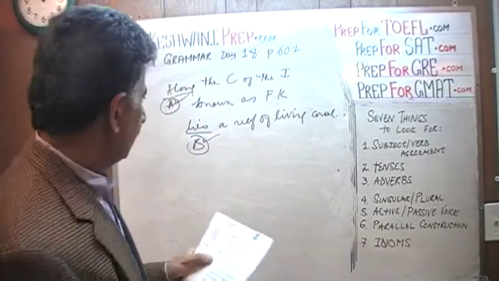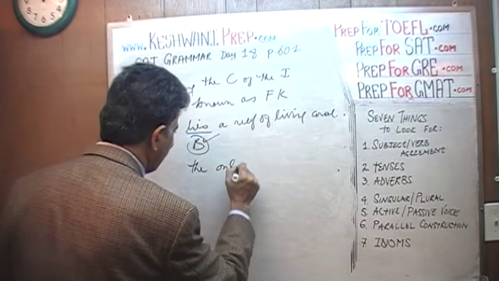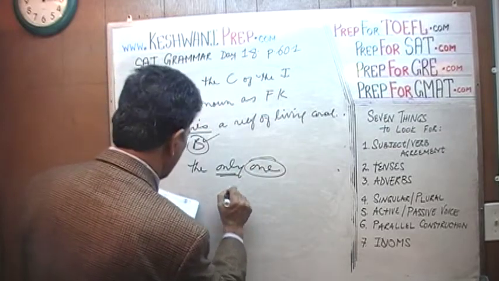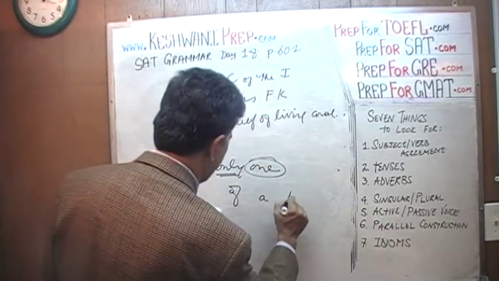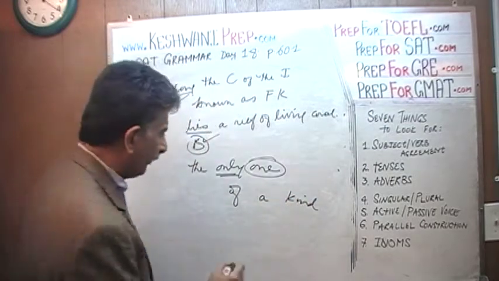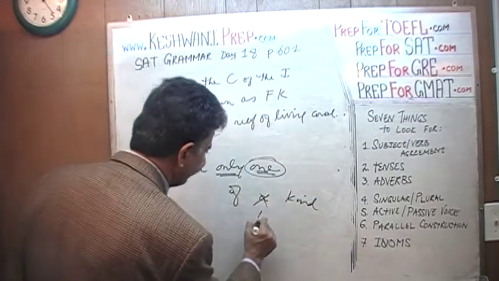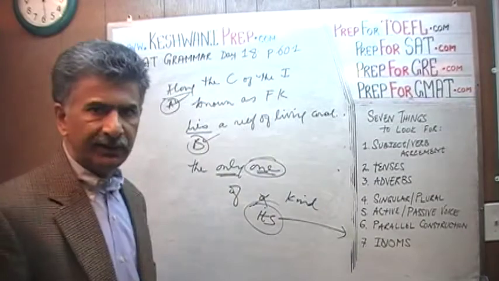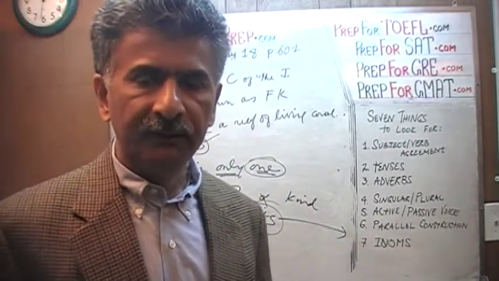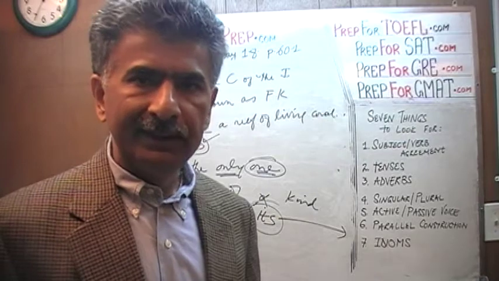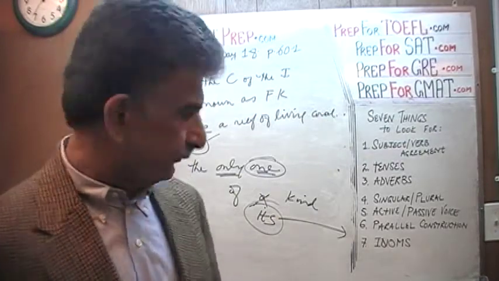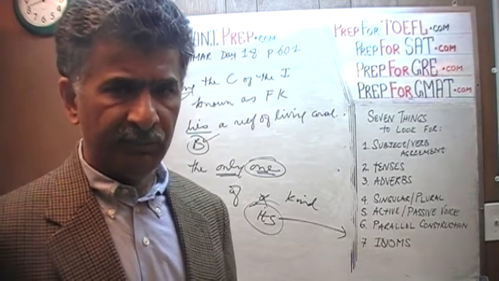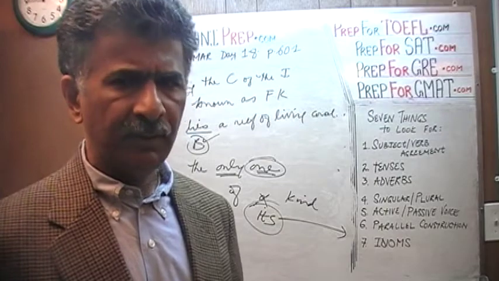Let's keep on going. The only one of a kind. Not the only one of a kind, but the only one of its kind. The idiom here is that it is only one of its kind. You understand? I think you should buy this particular car. It is the only one of a kind. You wouldn't say it is the only one of a kind. It's the only one of its kind.